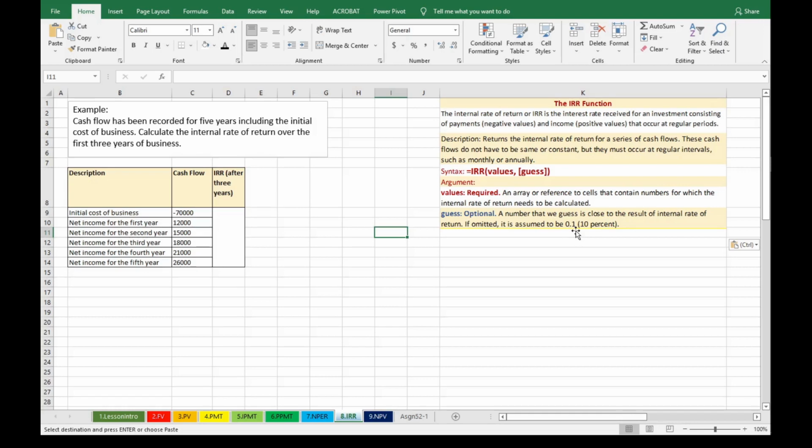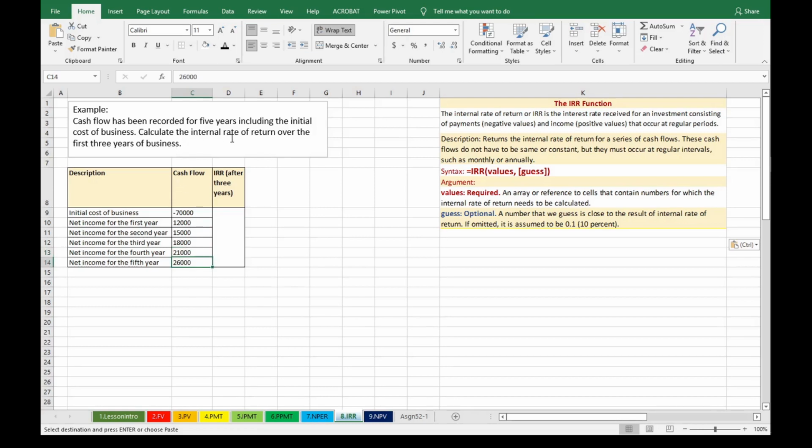So let's take an example for this. Here we have a cash flow that has been recorded for 5 years, including the initial cost of business. The initial cost of business is 70,000, and because it's a cash outflow, it has been indicated as minus 70,000. Then we have the net income for the first year, second, third, fourth and fifth year. We have various cash flows. It is not constant.